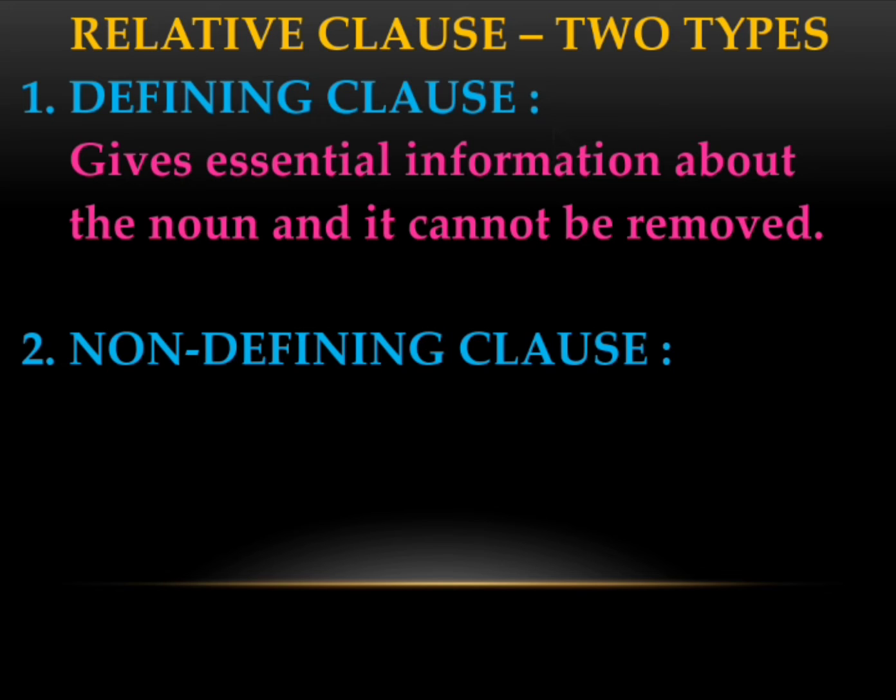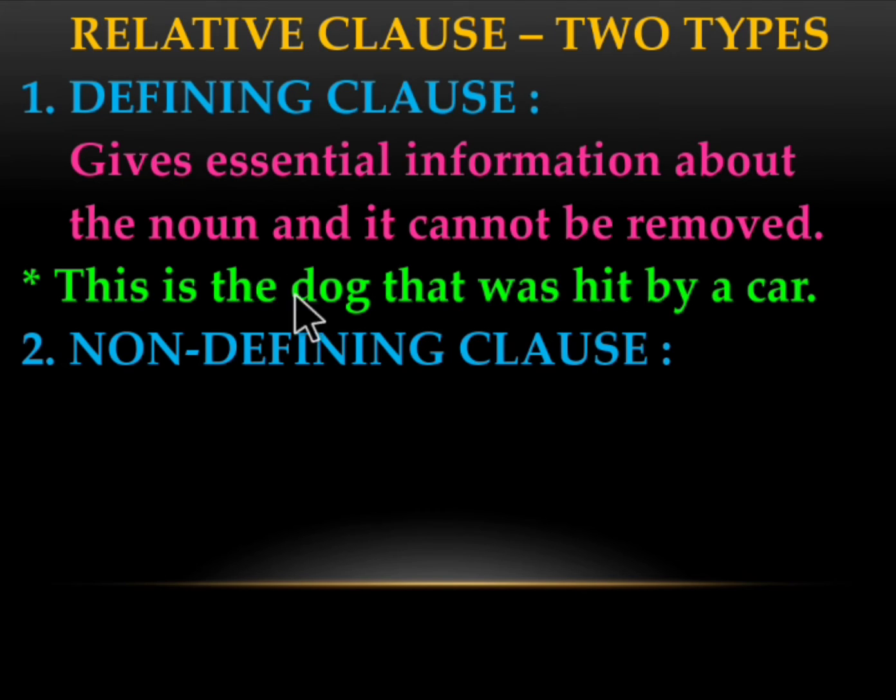Let us check an example for this. This is the dog that was hit by the car. So this is the dog. This is the part of the sentence. This dog is the noun. That is the pronoun, and this pronoun relates to the dog. That is, it describes the dog which was hit by the car. So this is the relative pronoun and this is the relative clause. This part of the sentence, that was hit by the car, is very essential to understand the complete meaning.